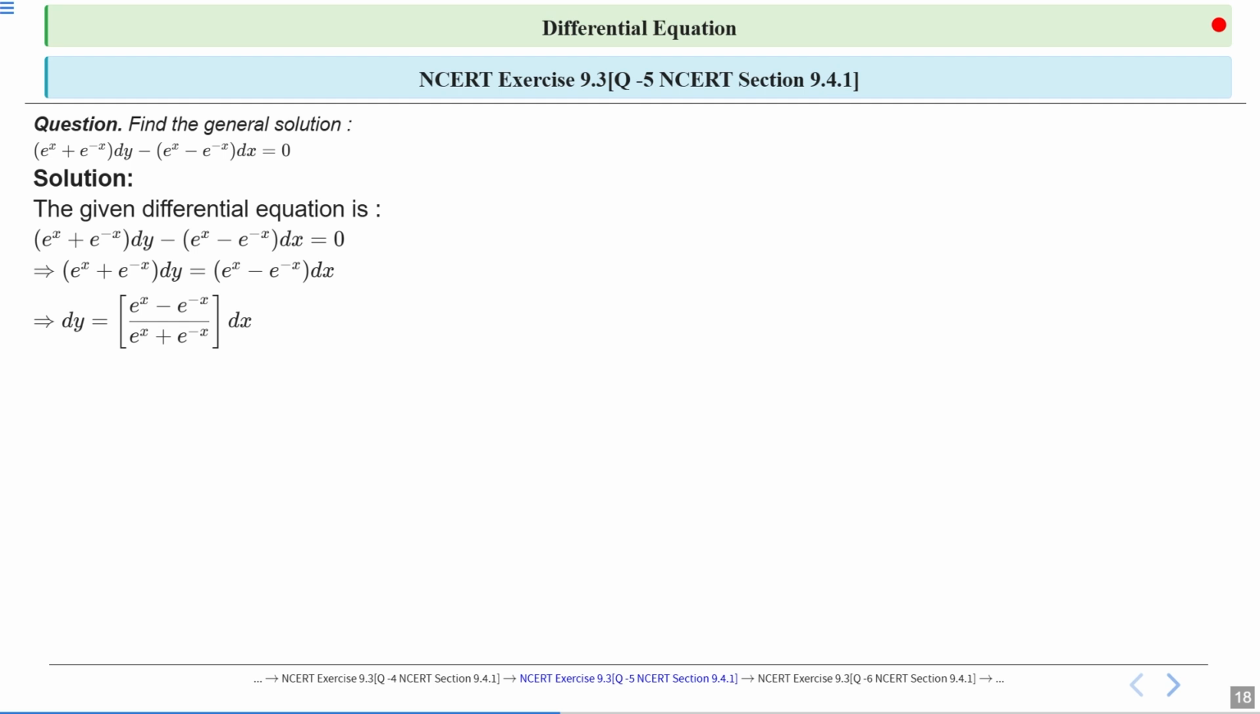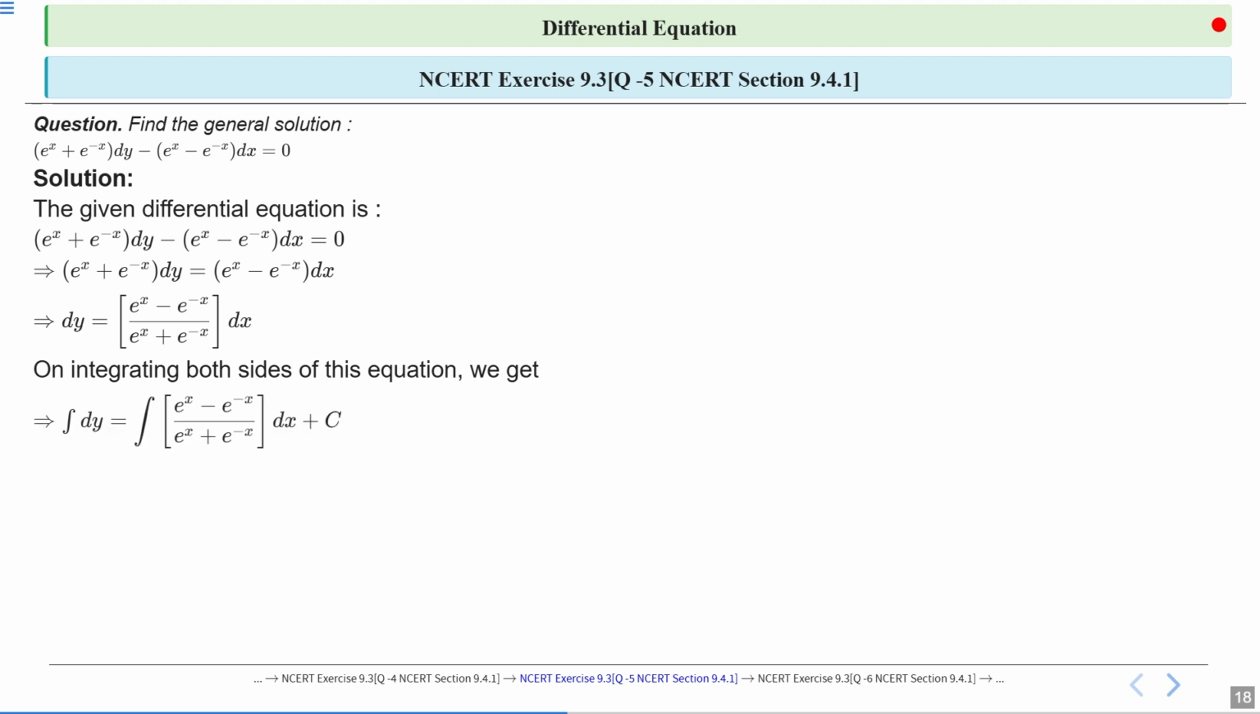So we get (e^x − e^(−x))/(e^x + e^(−x)) dx. Now we integrate, we just separate the variables. Integrating both sides of this equation, we get the integration of dy is equal to the integration of (e^x − e^(−x))/(e^x + e^(−x)) dx plus c. Now we have to find this integral.